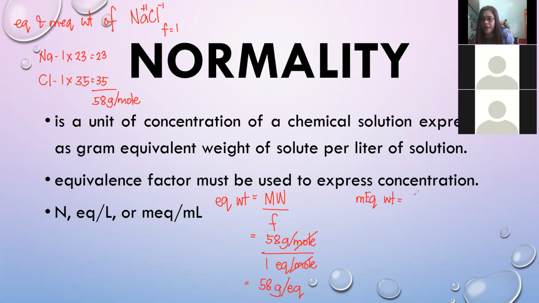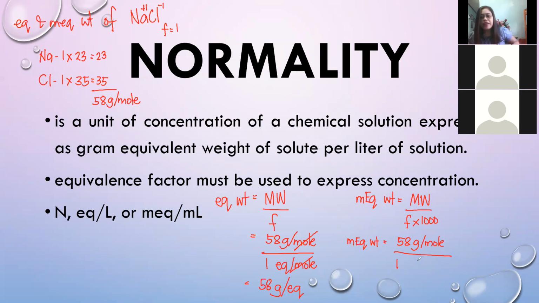So this one is molecular weight divided by F times 1,000. So dali na lang ang pag-compute sa milli-equivalent weight because we have the molecular weight already. It's 58 grams per mole. I'm talking about sodium chloride gihapon ha. Divided by the F. The F is still 1.